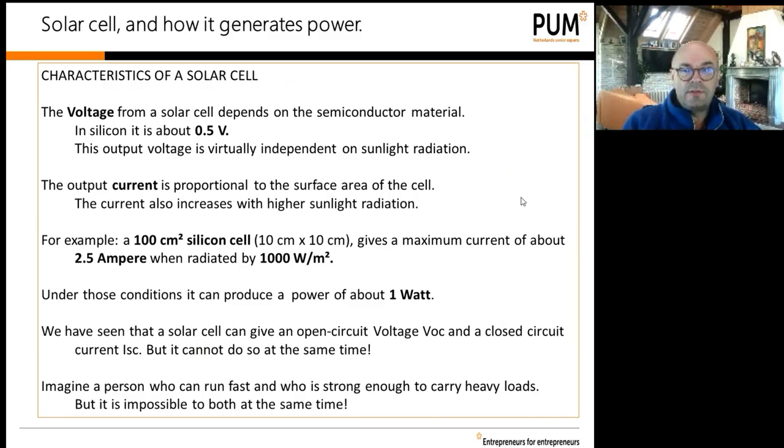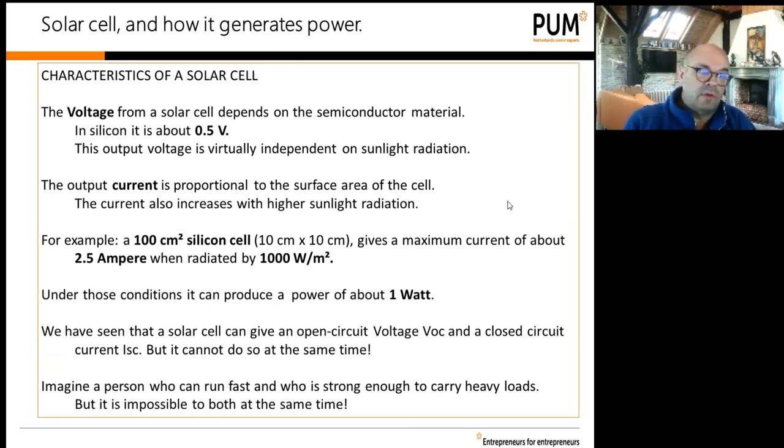Something about the difficult word, the characteristics of a solar cell. You have all different solar cells made from different semiconductor materials. What you often see is silicon. It's about half a volt. This is also the system you see a lot in Africa. And of course, the output voltage is independent of sunlight radiation. I told you about half a volt.